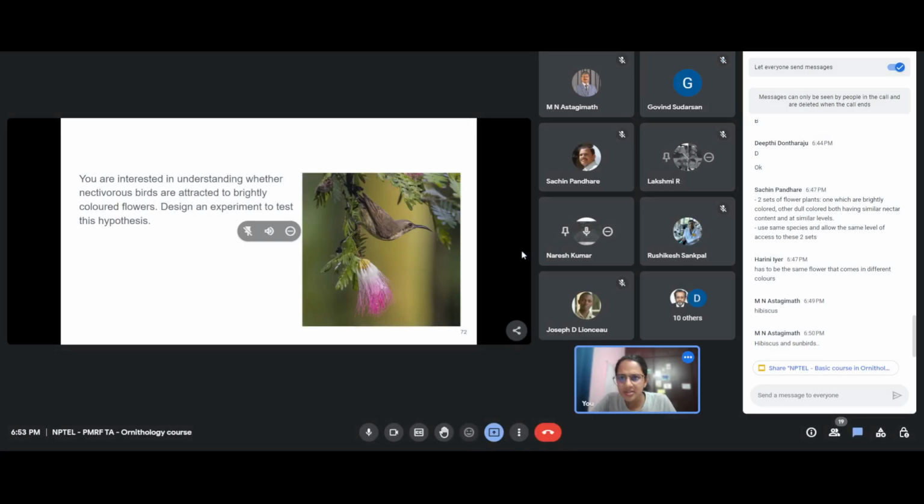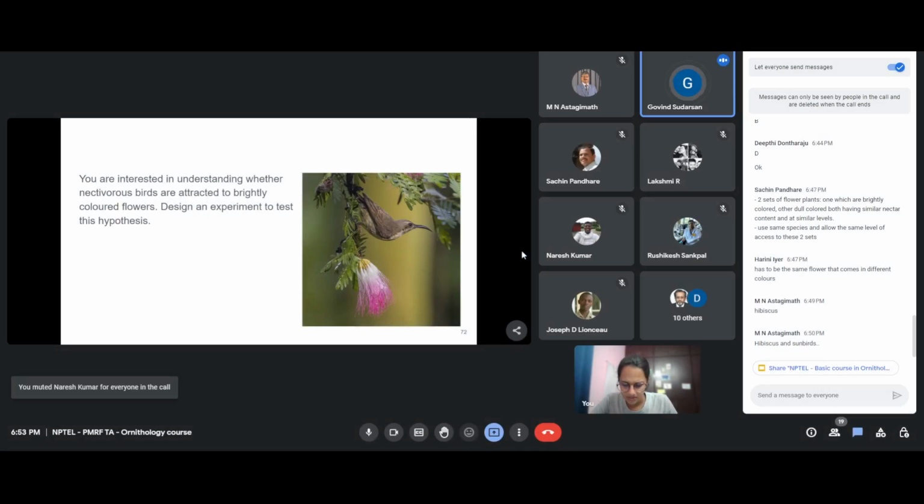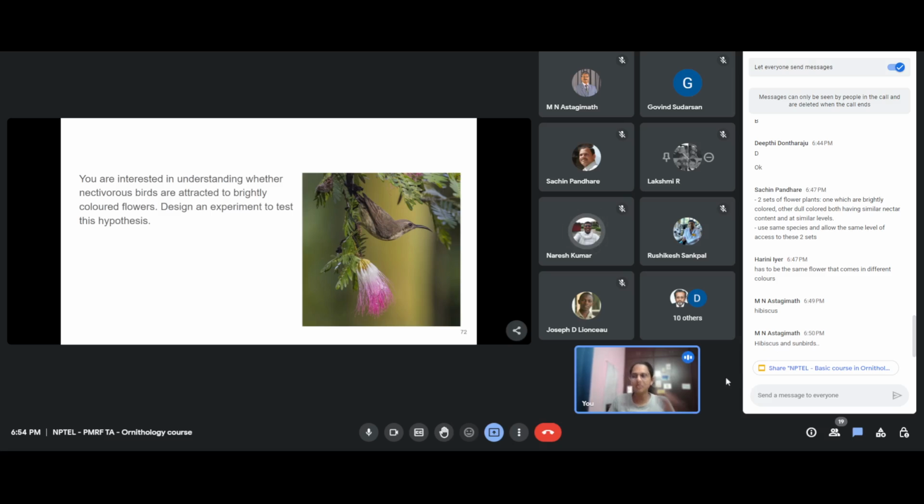Yeah, Govind? I mentioned turkey vultures. Turkey vultures and albatross. Yes, correct. Hibiscus and sunbirds are probably an ideal thing to look at in India. If we had a single hibiscus plant with multiple different colors, I know that probably does not exist. That would be, yes, gold standard, ideal.